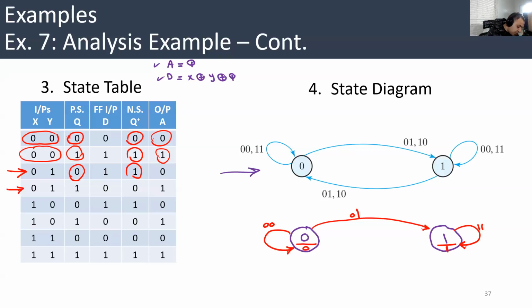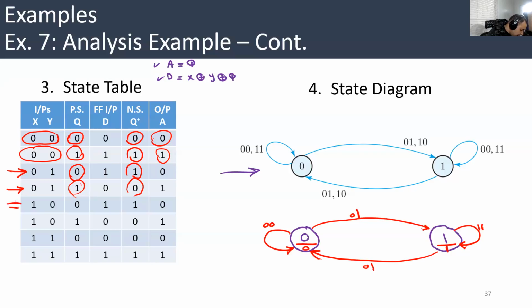Now, when the inputs are 0, 1, and the current state is 1, the next state will be, so again, when the inputs are 0, 1, but the current state is 1 now, we're gonna go to 0, the next state.